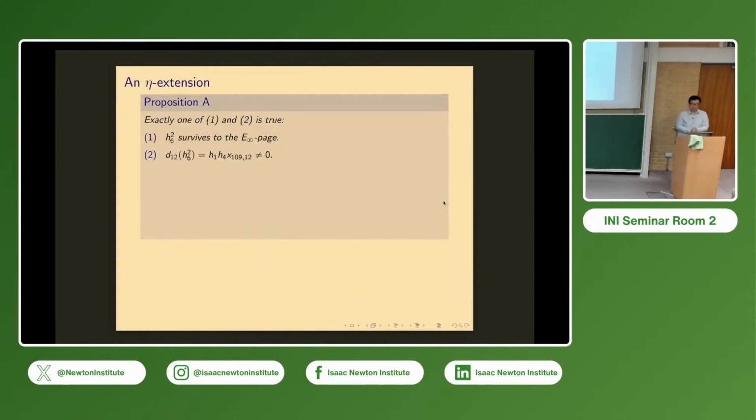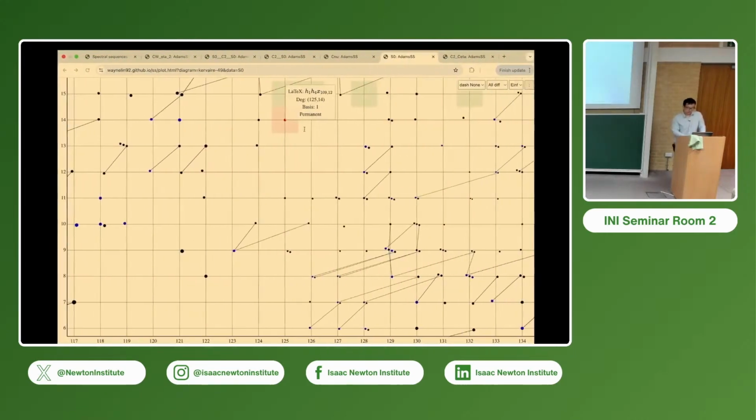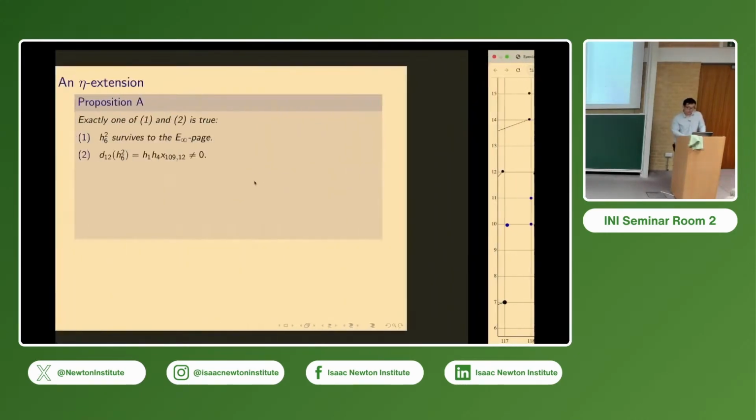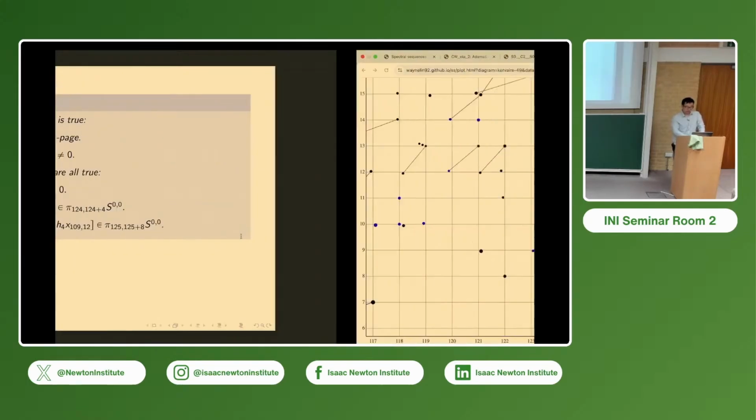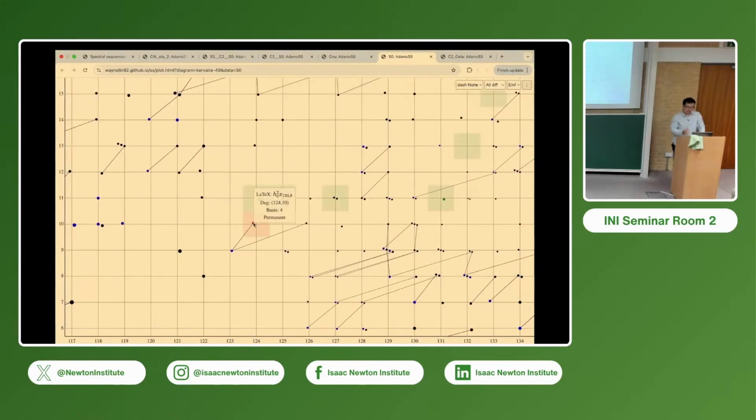So in summary, what I have explained to you is the following theorem: exactly one of 2 possibilities is true. Either theta 6 survives, or there is a non-zero D12 differential killing this very dot in filtration 14. And the second possibility is true if and only if 3 conditions are true. I have already mentioned the existence of theta 5 squared detected by this dot in filtration 10, and this eta extension, namely that detects theta 5 squared, and there's an eta extension that goes to this dot.